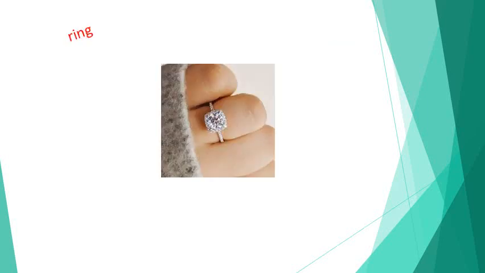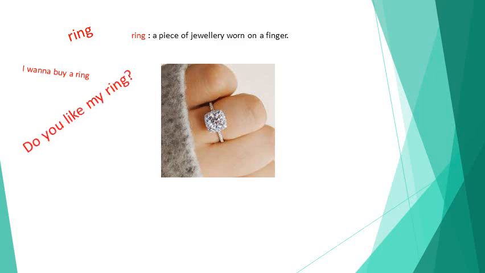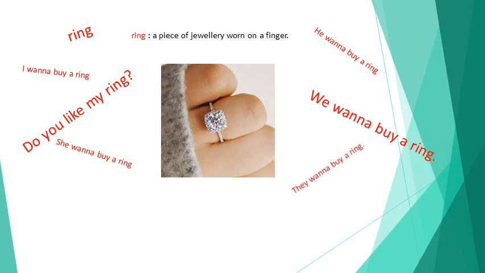Ring. Ring means a piece of jewelry worn on a finger. Now, repeat and speak. Say with me, I want to buy a ring. Repeat with me again. Do you like my ring? She wanna buy a ring. He wanna buy a ring. We wanna buy a ring. They wanna buy a ring. Repeat and speak.